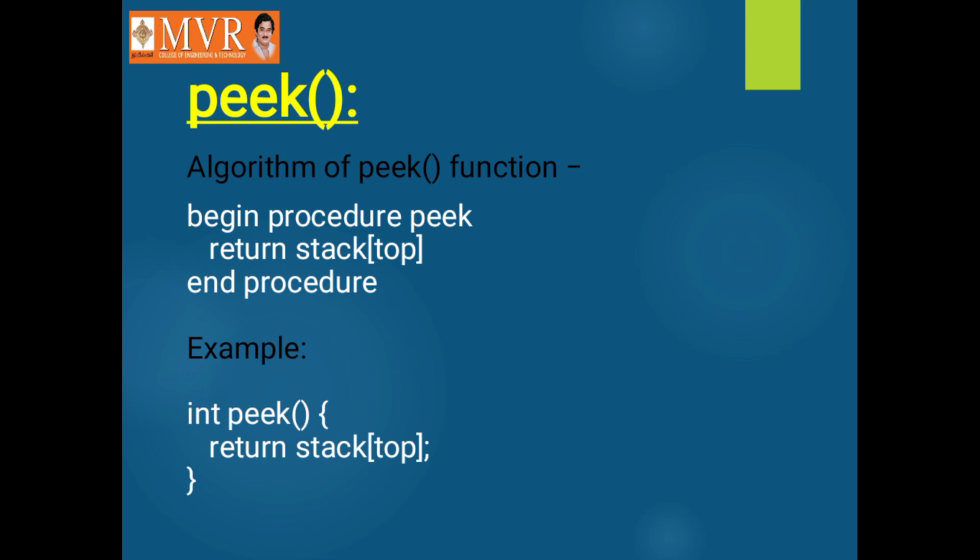Now peek. Algorithm of peek function. Begin procedure peek. Return stack[top]. That is, this peek operation returns the element on the top of the stack. If I want to know which element is on the top of the stack, then I perform the peek operation. This operation will return the topmost element without deleting it, it will just show me the topmost element. Return the stack[top], that is the topmost item on the stack.